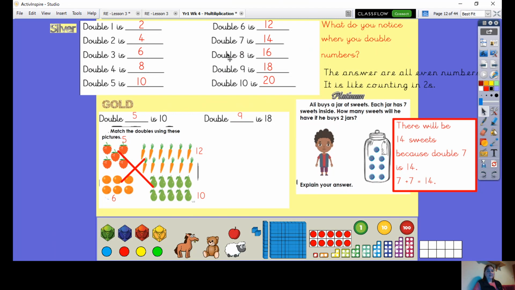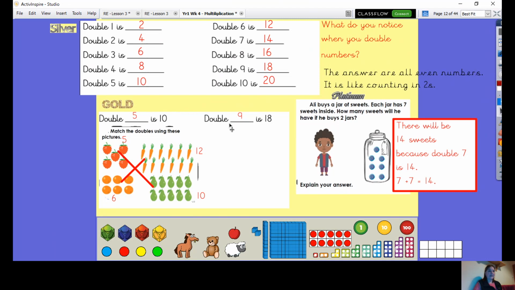So there are all the answers for the doubling. Okay, and what did you notice when you doubled the numbers? So you might have said, if you understood, that the answers are all even numbers. If you remember what an even number is, you might have said it's a bit like counting in 2s. Okay, those are there.